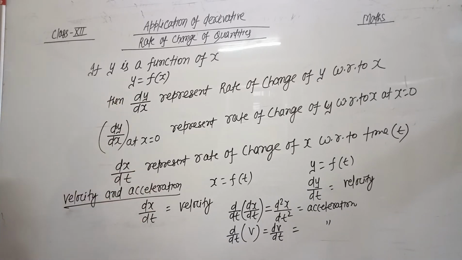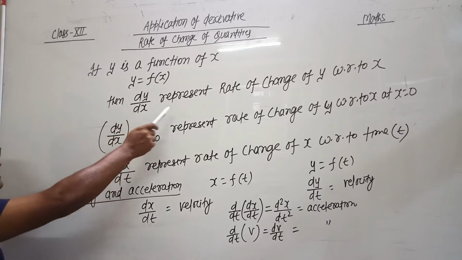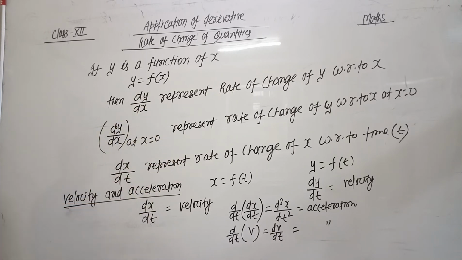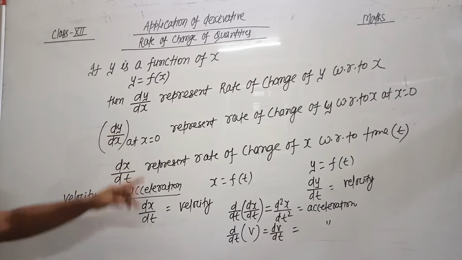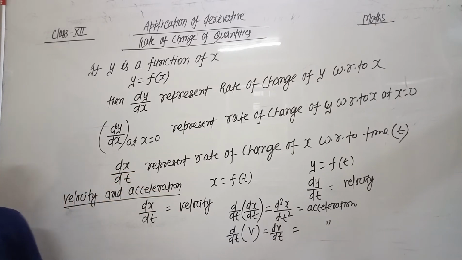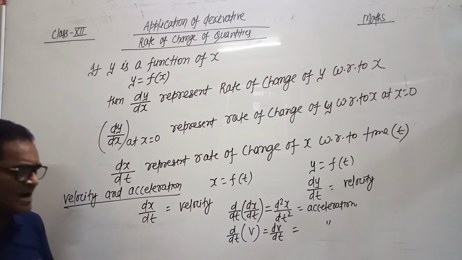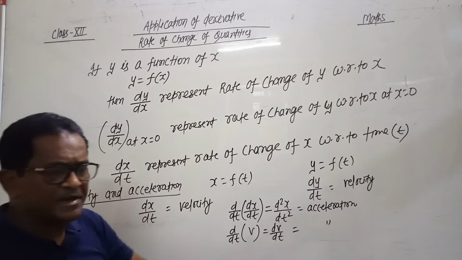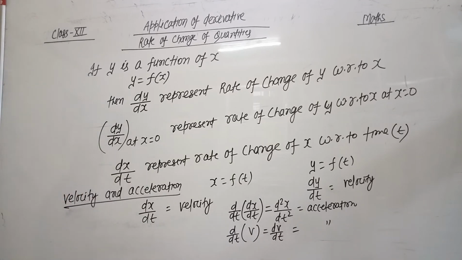If y is a function of x, it means y equals f(x), then dy by dx represents rate of change of y with respect to x, and dy by dx at a given point x equals to 0 is the rate of change of y with respect to x at x equals to 0. dx by dt represents rate of change of x with respect to time, and velocity dx by dt, double derivative d2x by dt square gives the acceleration, d by dt of velocity means dv by dt, it also gives the expression for acceleration.